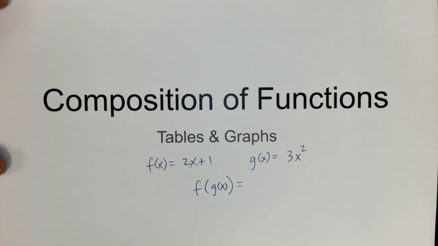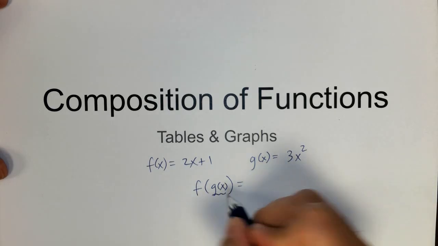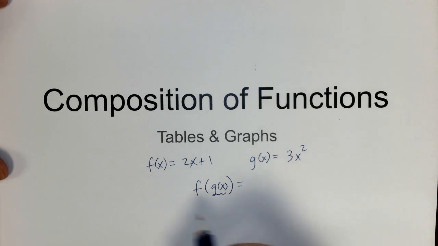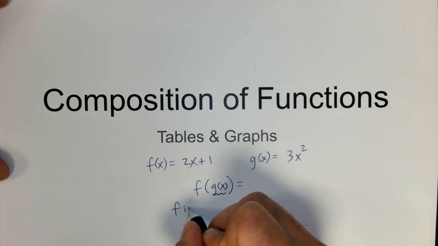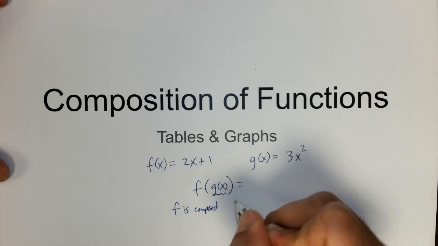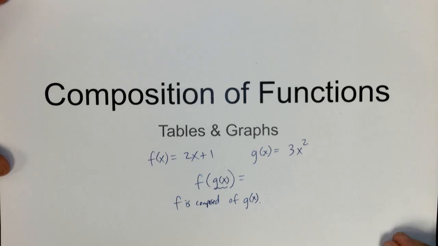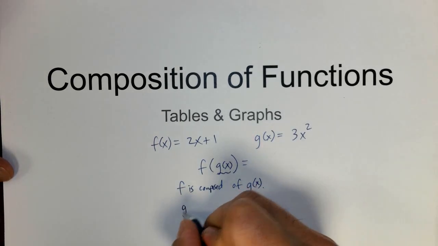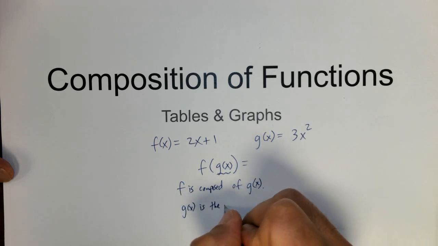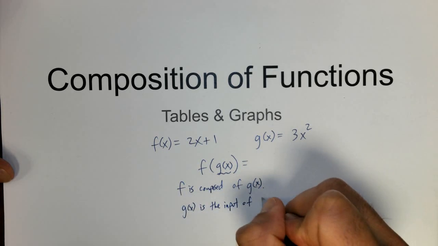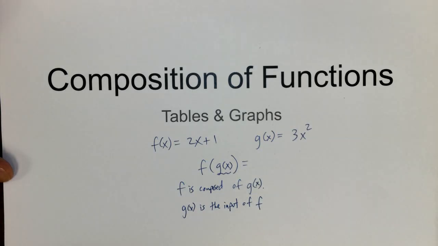So the thing to think about here is you want to think about this with respect to input. If I were to change the wording here, f is composed of the function g of x. Another way to think about this is g of x is the input of f. We're plugging an entire function into f. And if I take the notation here of inputs and outputs, we can make sense of tables and graphs a little bit. So we'll do an example with a graph.